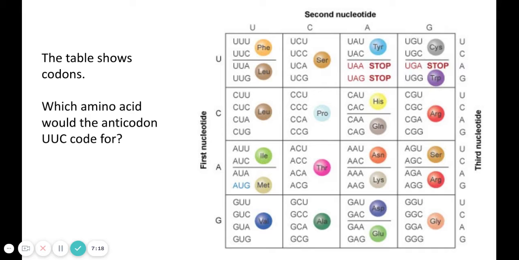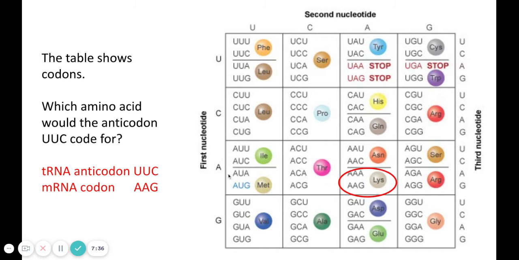Which amino acid would the anticodon UUC code for? So now it's giving you an anticodon, but the table shows codons. So the first thing you have to do is change your anticodon into a codon. So to do that, UUC would become AAG. To find AAG, we would go here. A on the left, A at the top, and G on the right meets there. And the answer would be LYS.